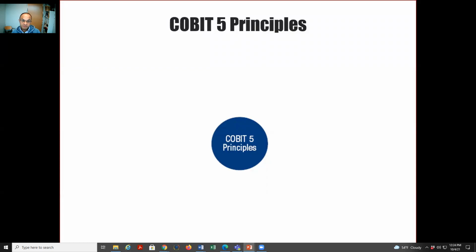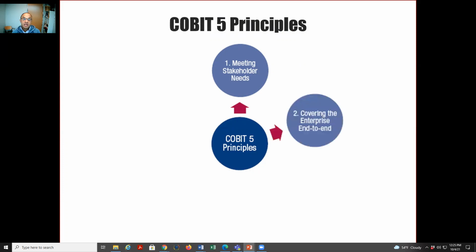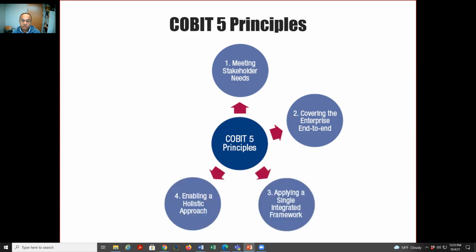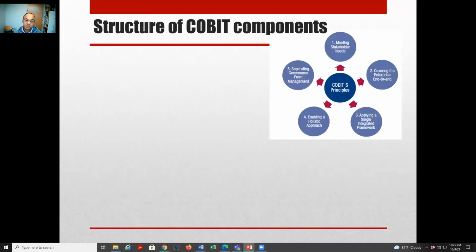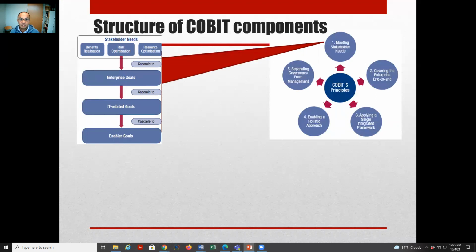Here is also a figure that can help you understand the COBIT principles. First of all, we say the COBIT principles aim to achieve the stakeholders' needs, cover the enterprise end-to-end, I mean starting from employees and going up to the board of directors, then apply a single integrated framework, enable a holistic approach not focused on one department or one company, and then separate the governance body, which is the board of directors, from the executive management. And based on that, we start to put the implementation for each one of them.